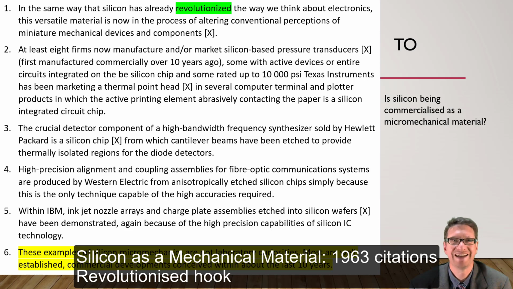So it's trying to argue that silicon micromechanics are more than laboratory curiosities. Maybe a lot of people think they are. So the question that answers is, is silicon being commercialized as a micromechanical material? This paper had almost 2,000 citations to it, so clearly it was a very valuable paper. Let's just break it down a little bit. So it starts off by talking about silicon in the same way. It refers to something else.